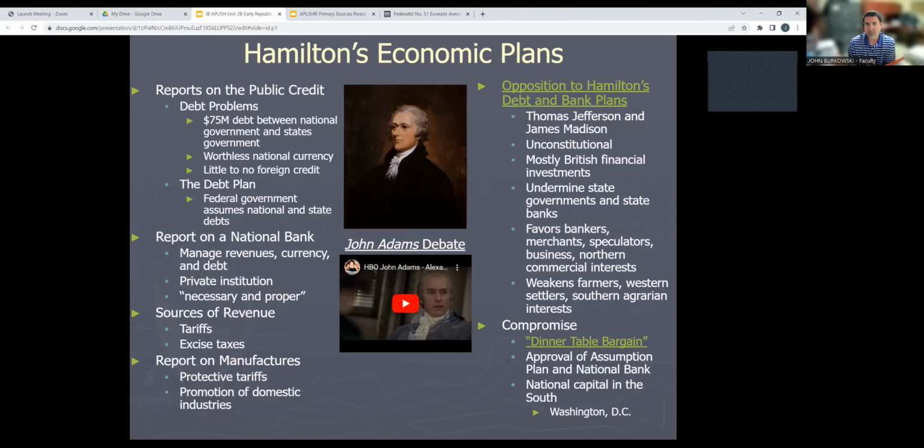What enumerated powers are we talking about? I think it's evident now. Congress can lay and collect taxes. That's what the bank will do. It'll help to manage the collection of the taxes. Congress has the enumerated power to adjust the debts and pay the debt. That's what the bank will do. Congress has the enumerated power to establish a uniform, national currency. The bank will help to facilitate that.